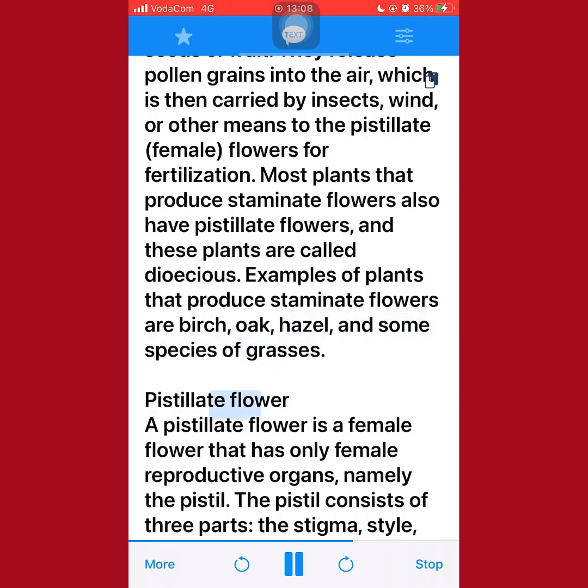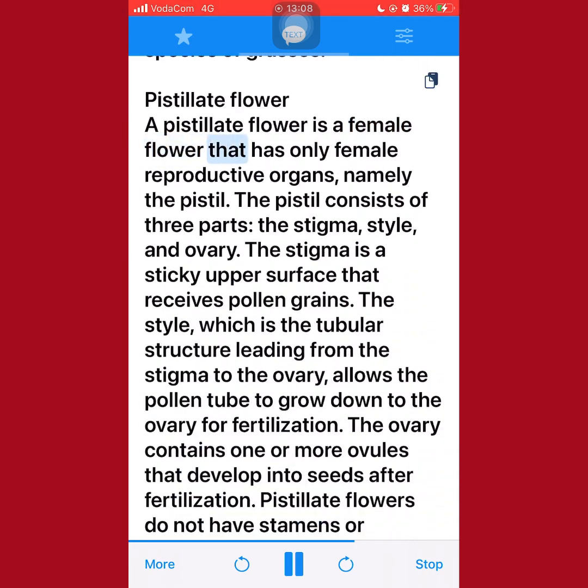Pistillate flower. A pistillate flower is a female flower that has only female reproductive organs, namely the pistil. The pistil consists of three parts: the stigma, style, and ovary. The stigma is a sticky upper surface that receives pollen grains.